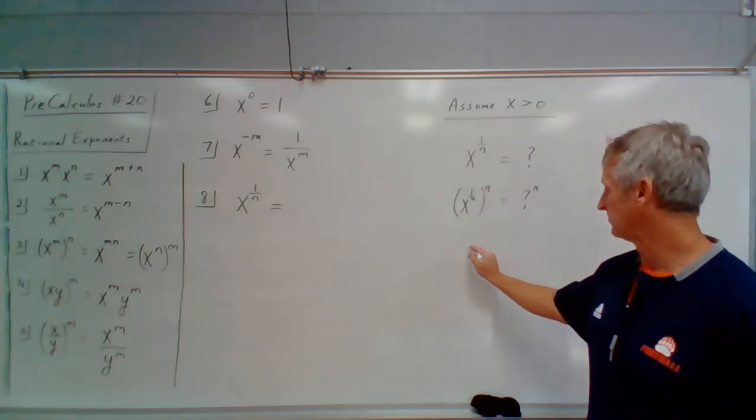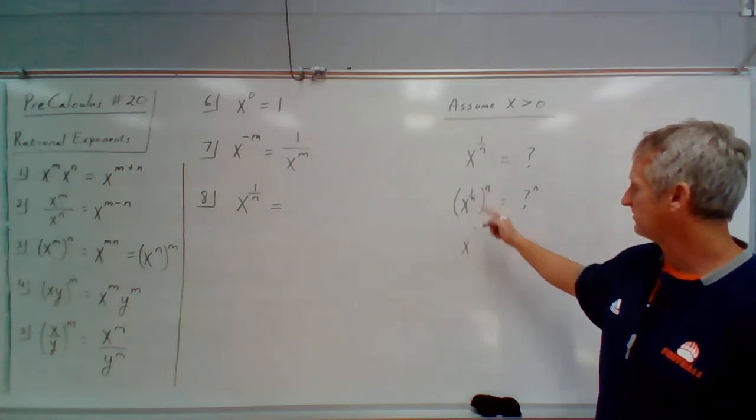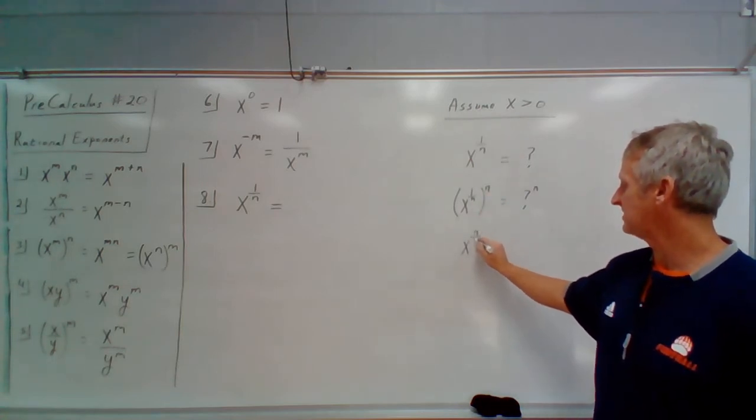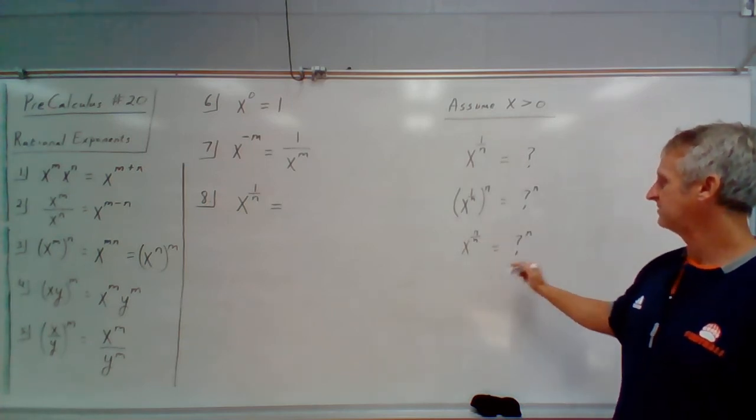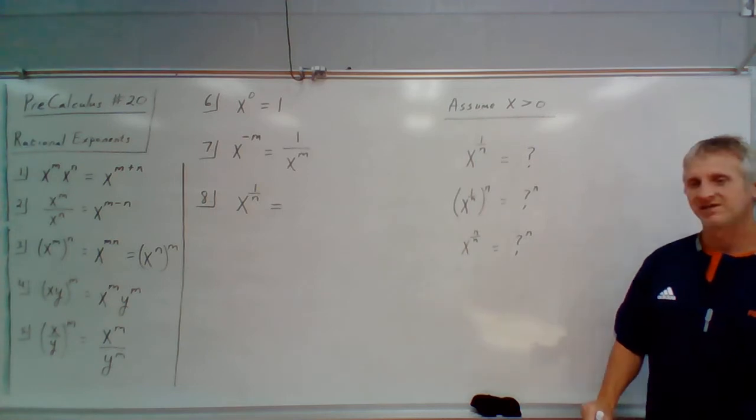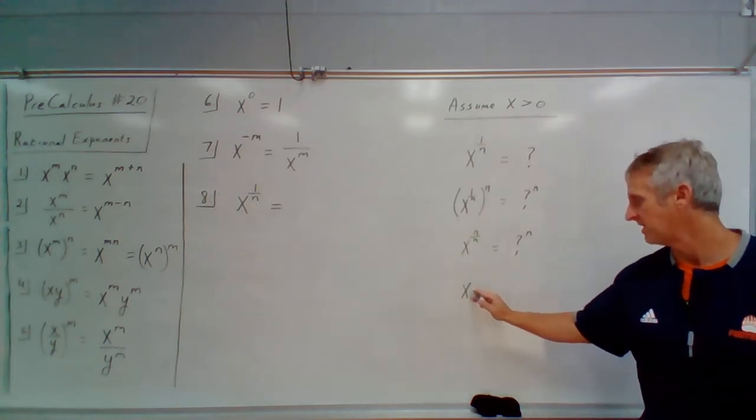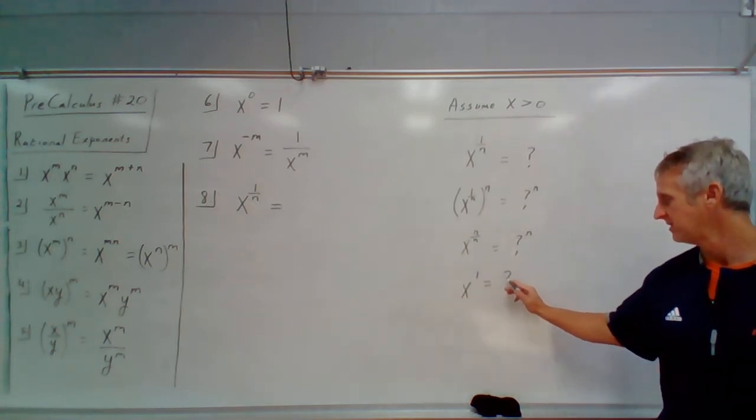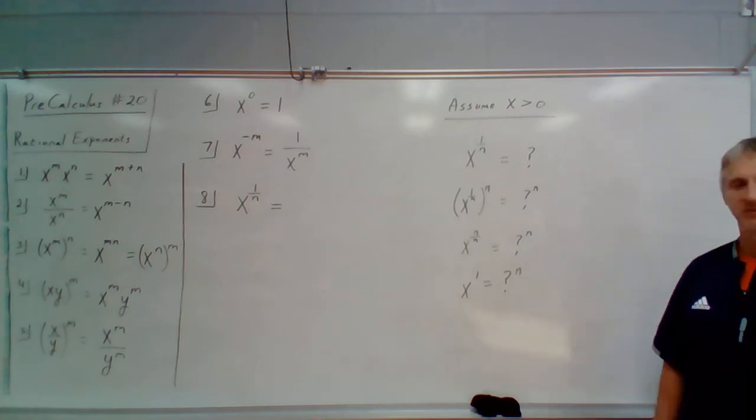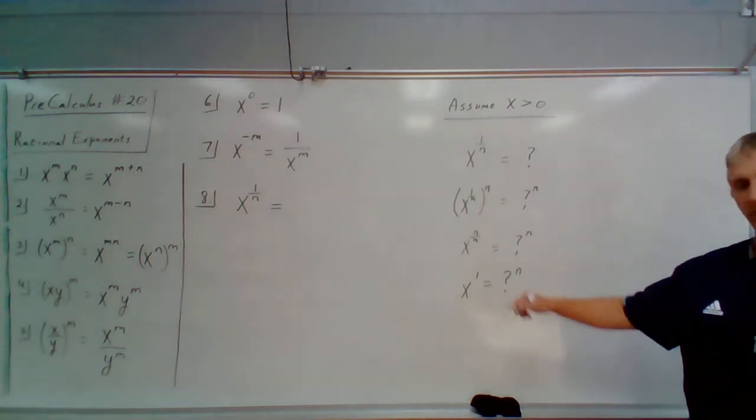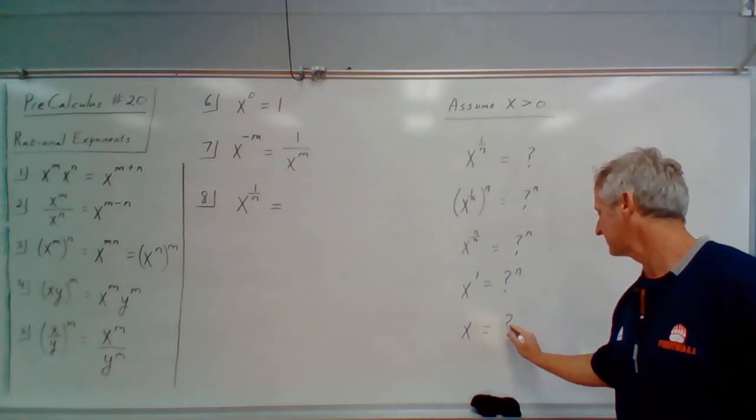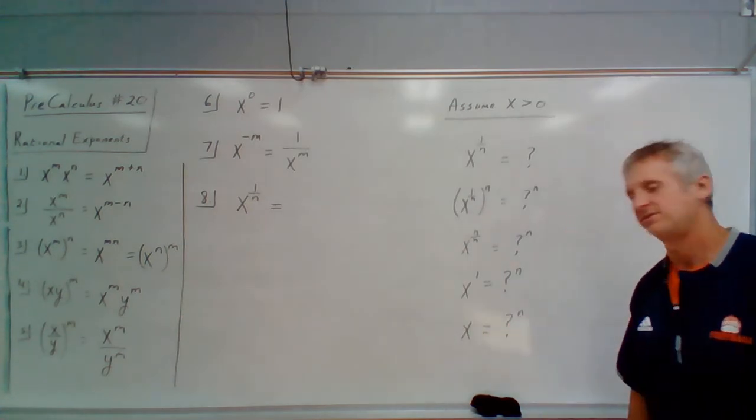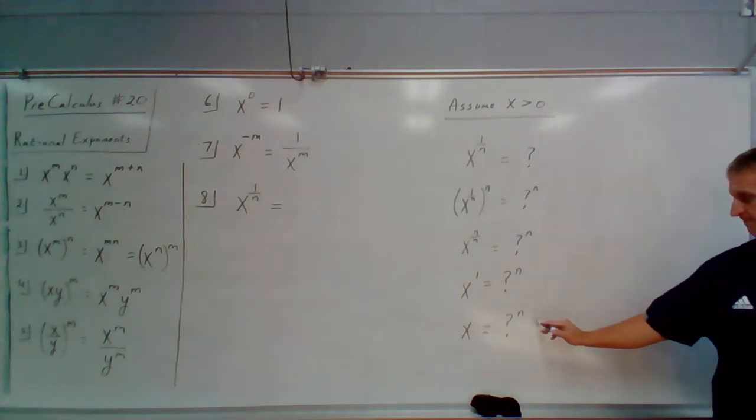I'm going to write this out really carefully. So x to the 1 over n times n is x to the n over n, equals question mark to the n. N over n is 1. So I have x to the 1st power is equal to question mark to the nth power. Well, x to the 1st is just x. So I have x is equal to question mark to the nth power.